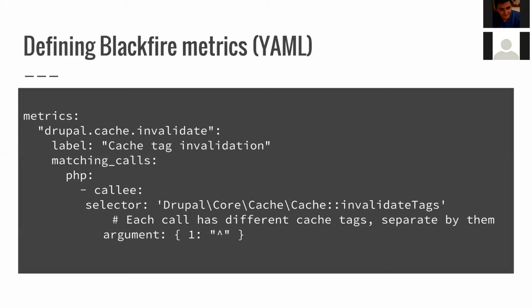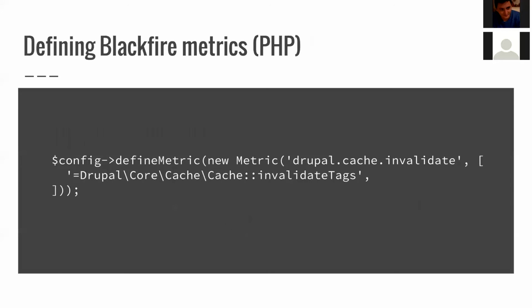So this is allowed to be done in YAML, but at the same time, you can do it in PHP. You can define a metric by giving a name, and then with the equal sign, it's the class name, and then use the 2 colons, and then that's the method. And then Blackfire will actually check if that method pattern has been called at all during your profile, which allows you to assert it.